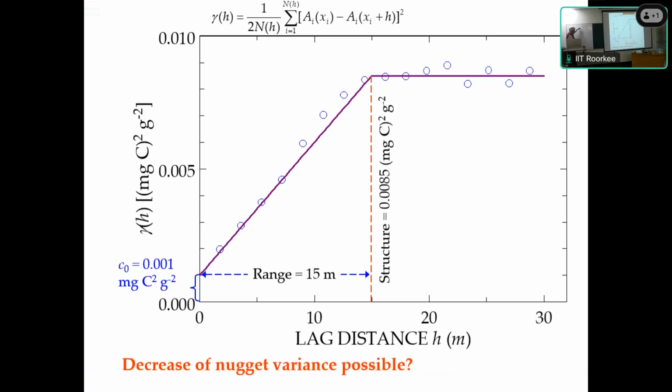The apparatus variance, or no, not the variance, the average difference between measurements was 0.015.